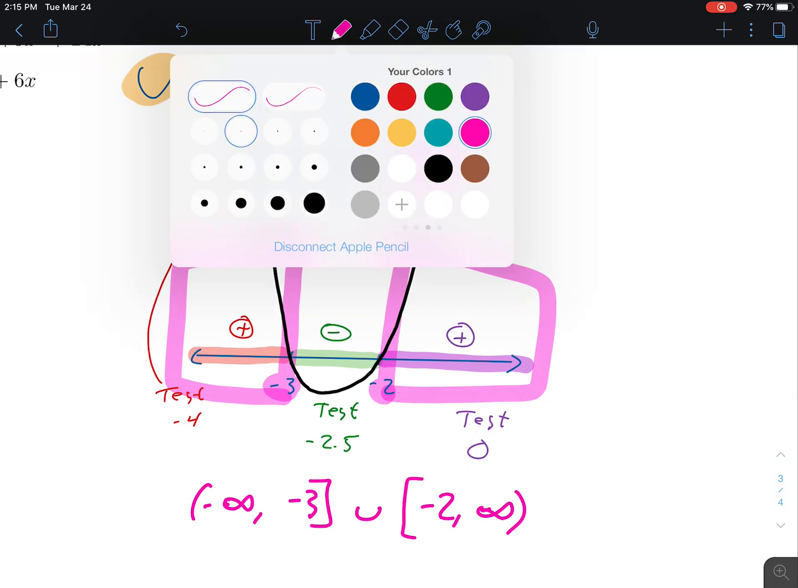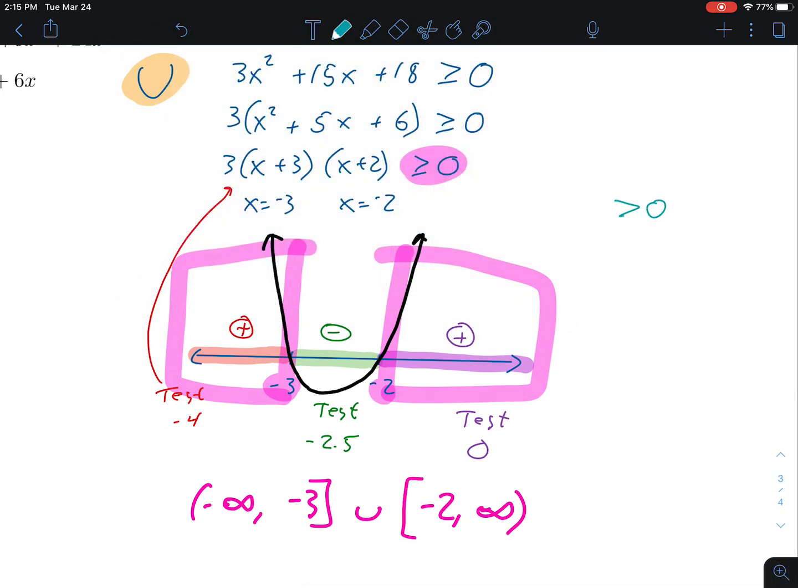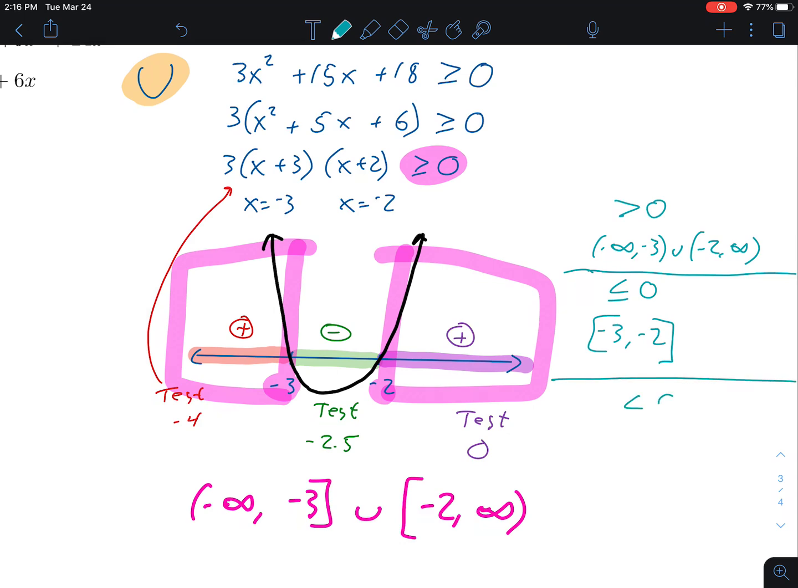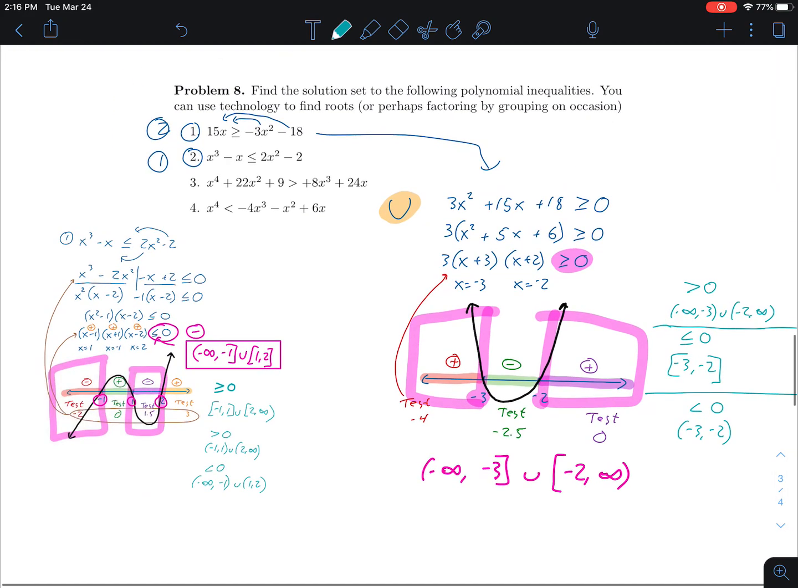Okay? Again, just as we said from the previous one, if this were to say greater than 0, it'd be the same thing except soft brackets, because then I'm not including my zeros. If I were to say less than or equal to 0, then I would be negative 3 to negative 2, hard brackets, because I'm including my zeros. If I were to say less than 0, then it would be soft bracket to negative 3 up until negative 2. All right, so I hope that clears up a lot of the confusion with this last stuff.